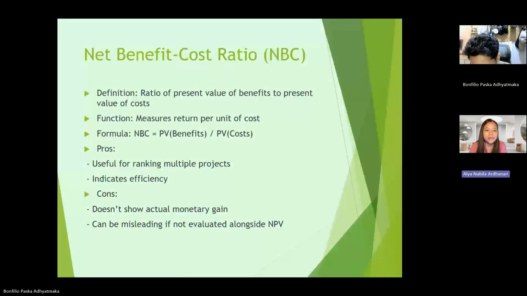However, there are some limitations. NBC doesn't tell us the total profit, unlike the NPV, which gives the actual monetary gain. And the second one is that it can be misleading if viewed in isolation, especially in a large project where a high NBC might hide a relatively small actual benefit.